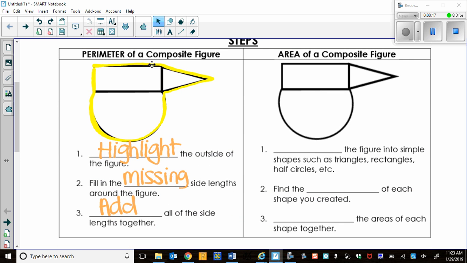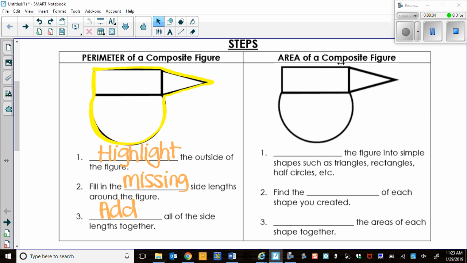You're going to highlight the outside of the figure, which I've done. Notice that I'm not highlighting anything inside because I only want the perimeter, only the outline of this shape. Then we're going to fill in the missing sides and add all the sides together. In a separate video, I will talk about the area of a composite figure.